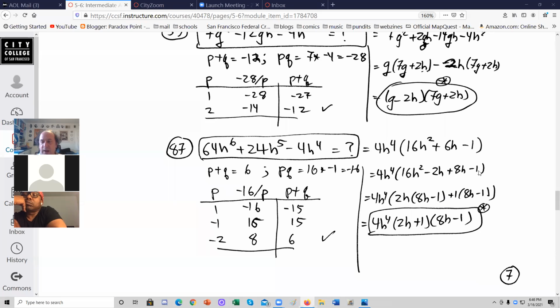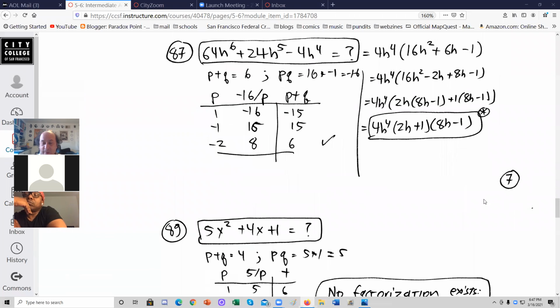Oh, well, here's an 8h minus 1. That's one of those, 8h minus 1. Put a 1 there because otherwise it's invisible. 8h minus 1 is a common factor, pull it out, times 2h plus 1, times 4h to the fourth. And that's the answer. I've seen people just pull out this 4h to the fourth and then forget about it. No. Keep it along the whole time because we want the whole factorization at the end.